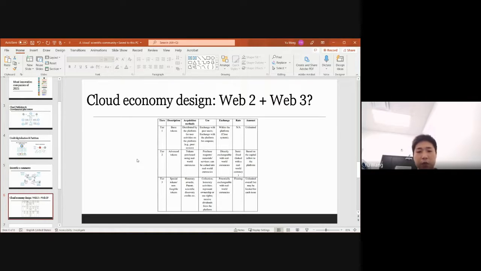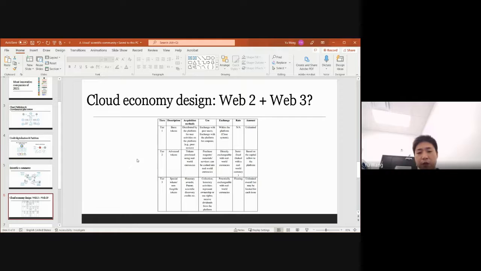The second tier is what we call more advanced tokens. It's more like Web3, where it has real monetary value with it. You can use it to purchase services or to purchase reagents. It can be linked with a currency or not, directly by itself, but this is more like a Web3 version of the tokens.